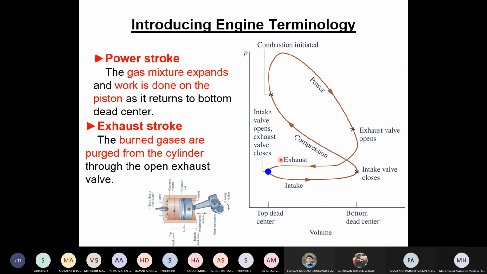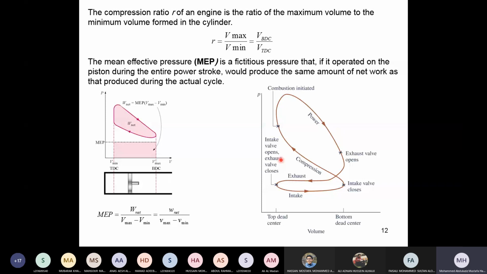All right. Now this is what I called the compression ratio. It is the V maximum, which is all the volume here, the maximum volume, divided by what's called the clearance volume. This is what defines the compression ratio.